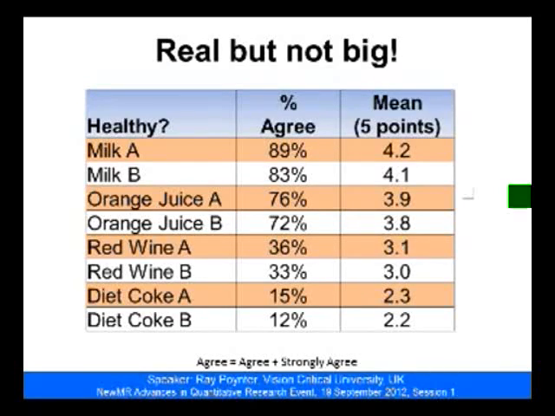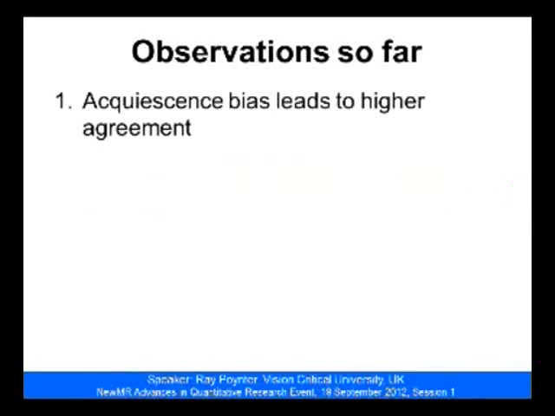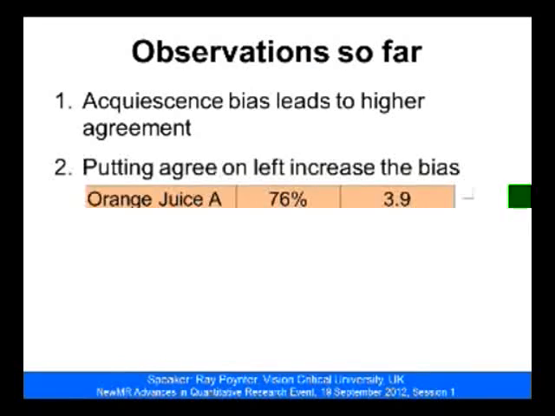It's a terrible thing to do with agree-disagree data, by the way, because it really just flattens out the data. But again, we can see that irrespective of which way round we ask the question, milk is healthier than orange juice, is healthier than red wine, is healthier than Diet Coke. So what that really tells us, in terms of the observations, is that acquiescence bias leads to higher agreement.